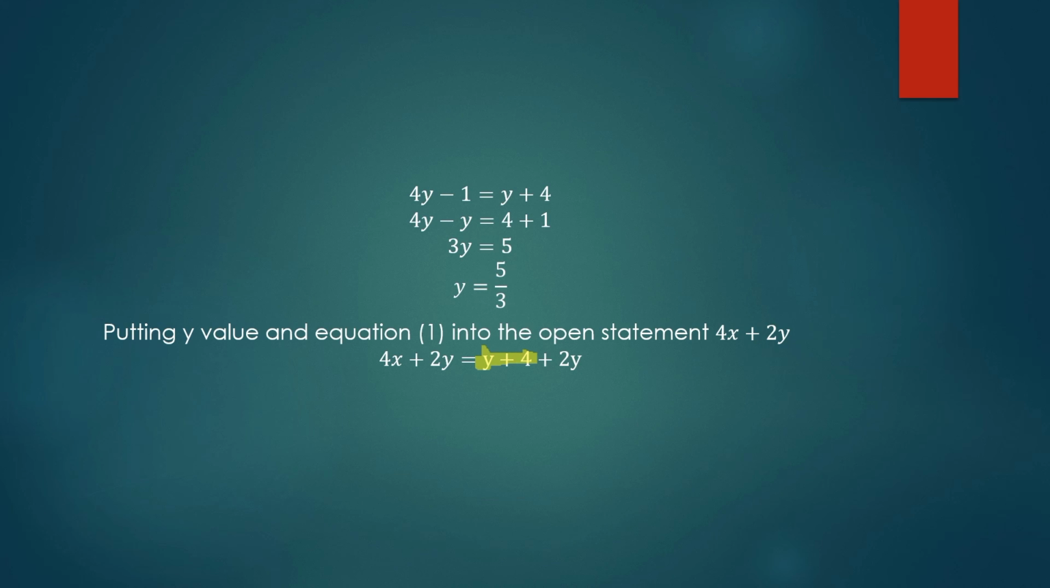Then we simplify this: y plus 2y will give us 3y, then 3y plus 4. Remember, this is the value we are looking for. So we have 3y plus 4. Then we can substitute the value of y into this. So we have 3 bracket open, 5 on 3 bracket close plus 4. Then simplifying this, we have 9, and that is the value of 4x plus 2y.